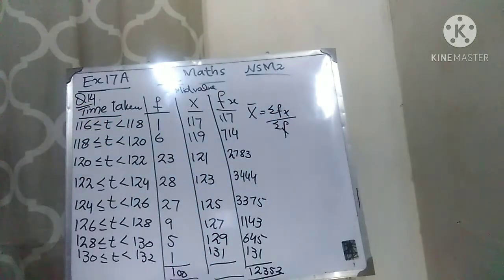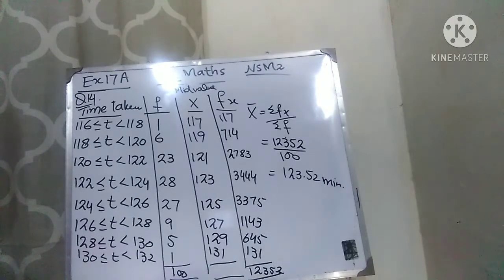The formula to find the mean is x bar equals sum of f x over sum of f, and sum of f is 100. So when you divide, you get 123.52. Students, as the time was given in minutes, the unit will be minutes. I hope this is clear to you.